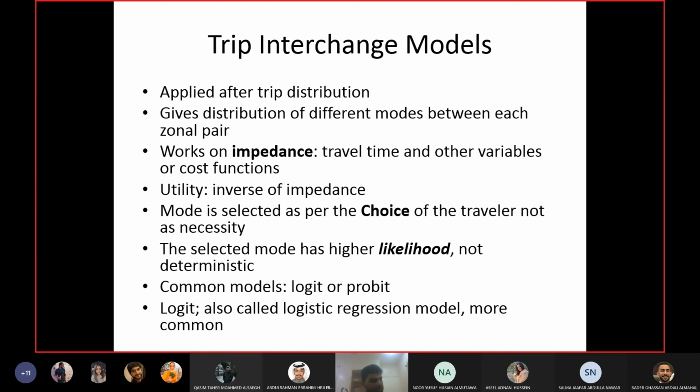Then we have trip interchange models. We will do it tomorrow, inshallah.